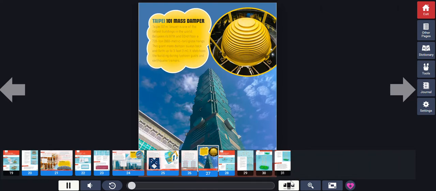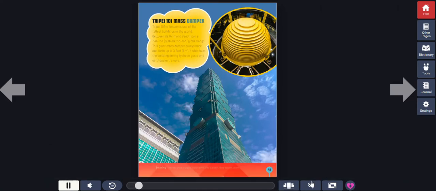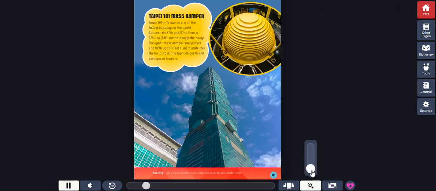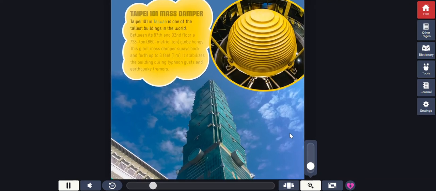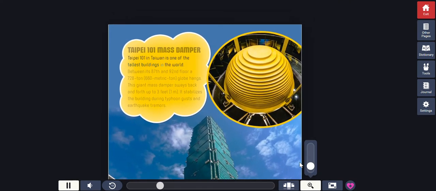The Taipei 101 Mass Damper. Taipei 101 in Taiwan is one of the tallest buildings in the world. Between its 87th and 92nd floor, a 728-ton, 660 metric ton globe hangs. This giant mass damper sways back and forth up to 3 feet, 1 meter. It stabilizes the building during typhoon gusts and earthquake tremors.